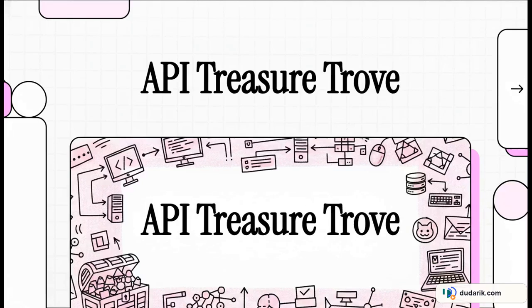Welcome to The Explainer. Today, we're diving into what is, hands down, the ultimate resource for developers looking for third-party data. I'm talking about the famous Public API's GitHub repository.